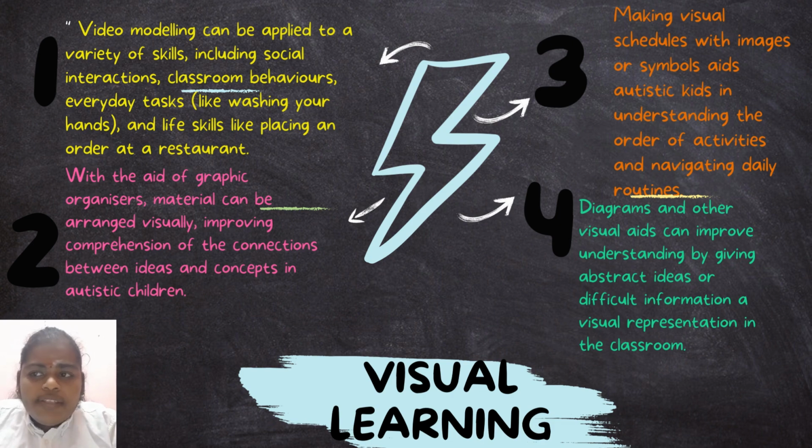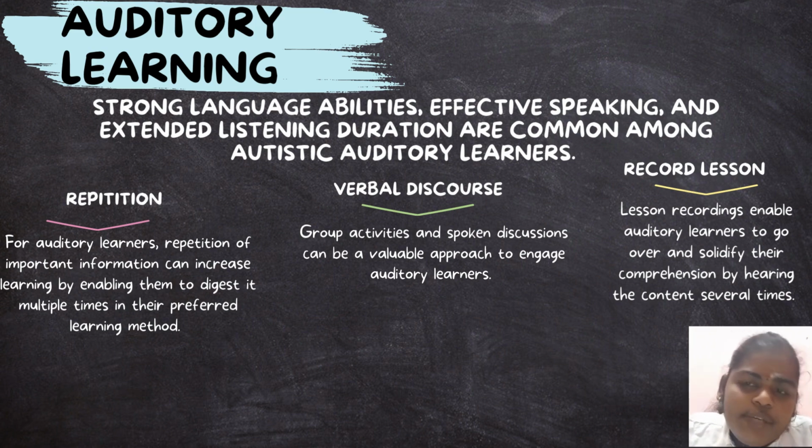The fourth will be diagrams. Diagrams we always use for understanding the lesson. Normally for English, for example, we use prepositions. We need to understand the concept, so we will be using visual cues so that the children will be able to visualize and then understand. The second style of learning will be auditory learning.